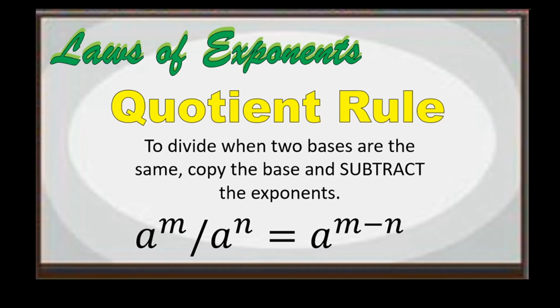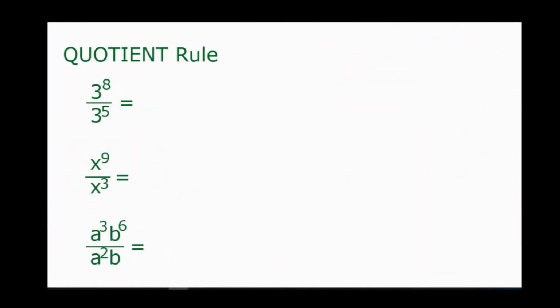Next, for the quotient rule, it states that to divide when two bases are the same, we copy the same base and this time we subtract the exponents. Okay, so now let's have some examples on how to do the quotient rule. Remember, as always, in following the laws of exponent, make sure that you apply it only for the exponents of those same bases. For the quotient rule, what we're going to do with the exponent is subtract the exponent on the numerator minus the exponent on the denominator.